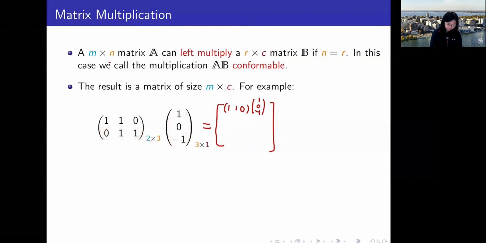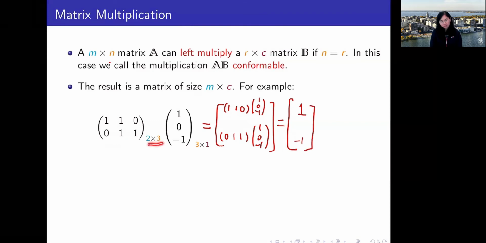So that should be 0, 1, 1, 1, 0, minus 1. And we already know how to multiply a row vector to a column vector of the same length. So that is 1 times 1 plus 1 times 0 plus 0 times minus 1. So the first element is 1. Second element is minus 1. So a 2 by 3 matrix times a 3 by 1 matrix gives us a 2 by 1 matrix. So that's how you do matrix multiplication.